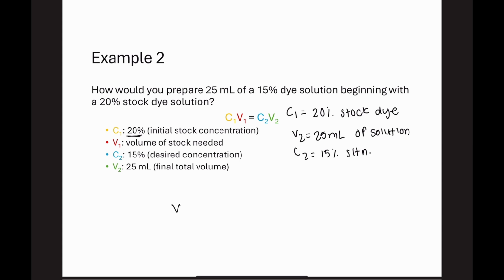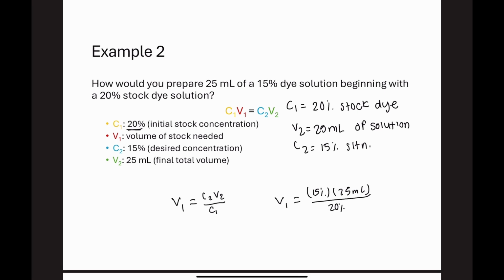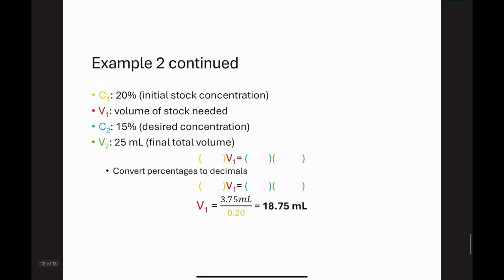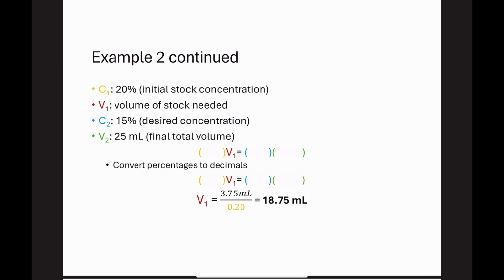And the formula to solve for V1 is V1 is equal to C2 times V2 over C1. So when we plug and chug, we get that V1 is equal to 15% times 25 milliliters over 20%. So now we're actually going to solve this equation. So what happens is that we have our C1, which is 20%. We have our C2, which is 15%. And we have our V2, which is 25 milliliters.